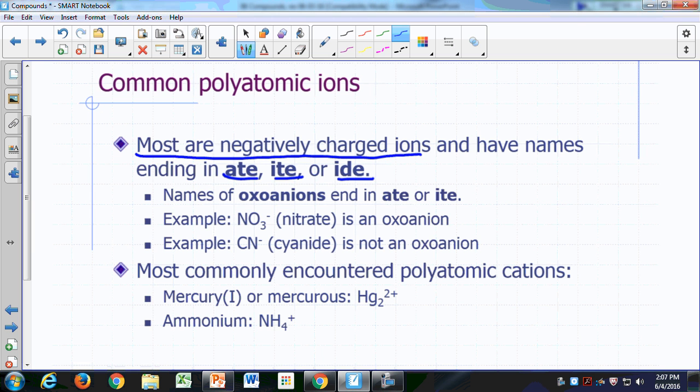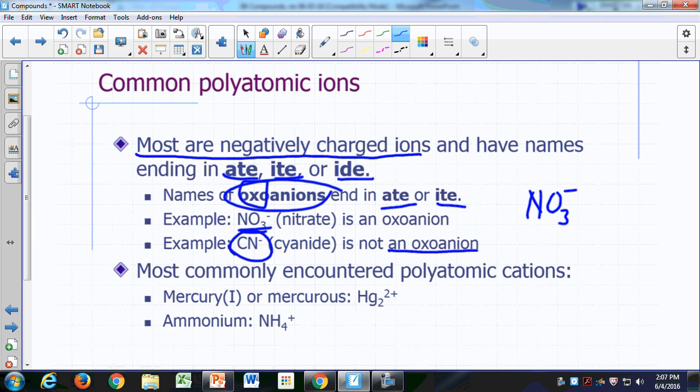Those whose names end in ate and ite are called oxoanions. That means they have an element and oxygen. So two elements, one of them being oxygen. That's why it's oxoanion. For example, nitrate is an example of an oxoanion. NO3 with a -1 charge is called nitrate. Cyanide, CN with a -1 charge, is not an oxoanion. It's not an element and an oxygen.